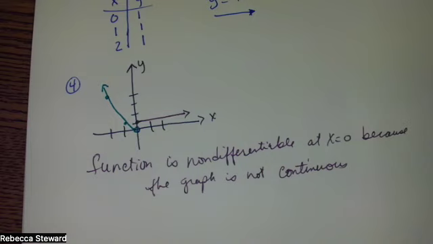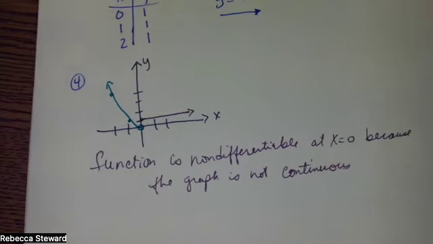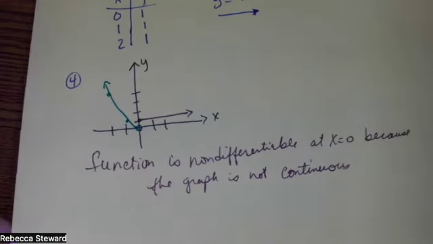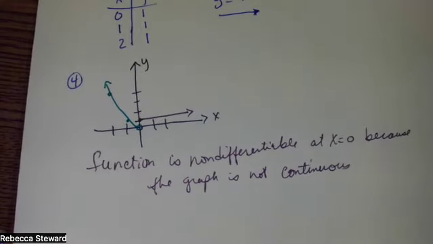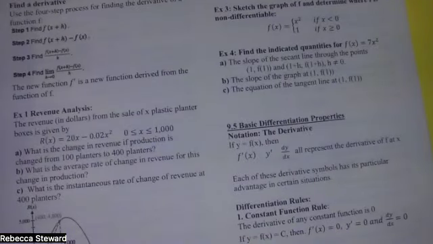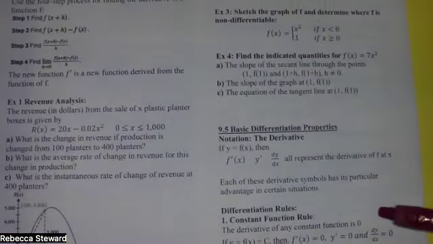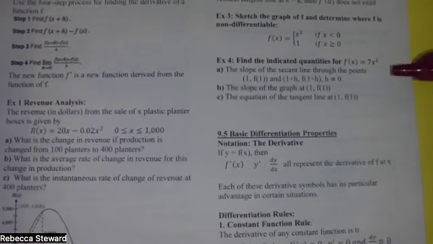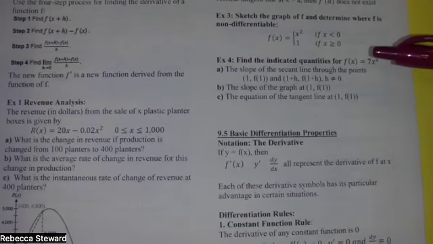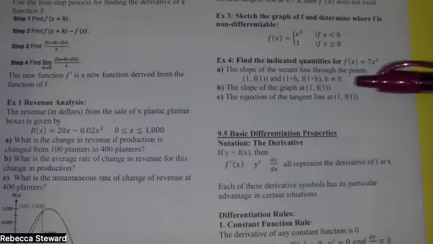All right, we have one more problem. Nice part is if you need to catch something again, just stop and back it up. All right, so for our next one, I'm going to pull up this page. We are looking at finding the indicated quantities for a function. We want the slope of the secant line, the slope of the graph, and the equation. All right, so this is example 4.